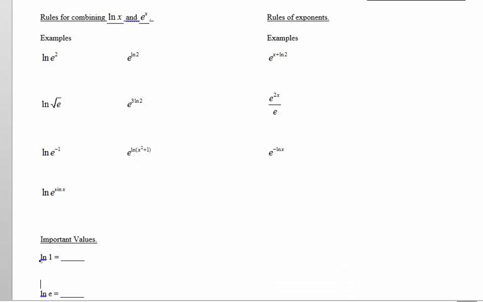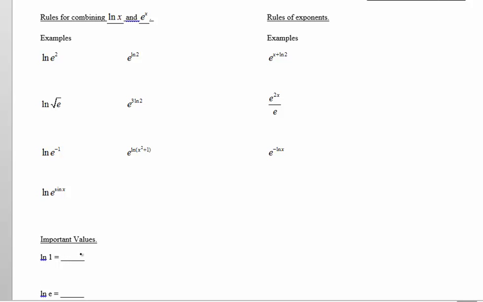So we're going to start at the bottom down here. We want to make sure and memorize some important values that's going to help us in our work with simplifying, rewriting, etc. So let's look at these two important values down here. I would strongly encourage you to memorize these. Both of these are equal to a numerical value.